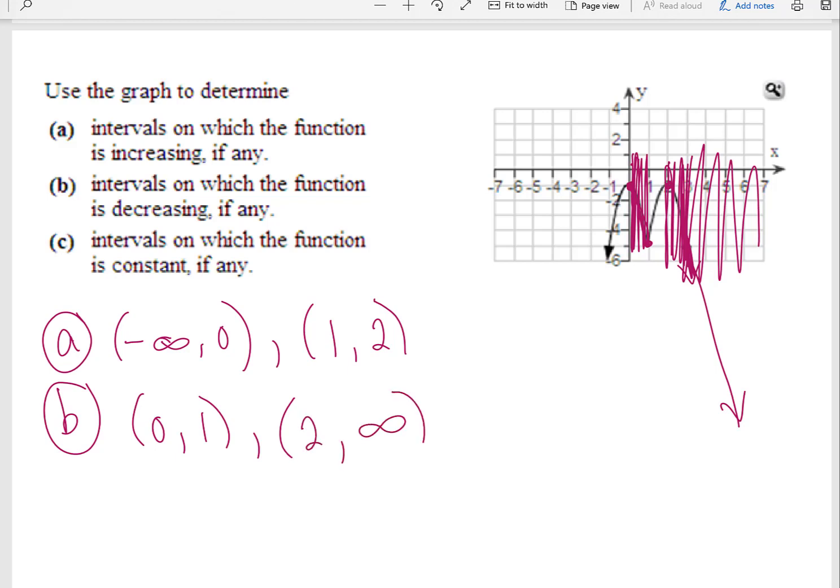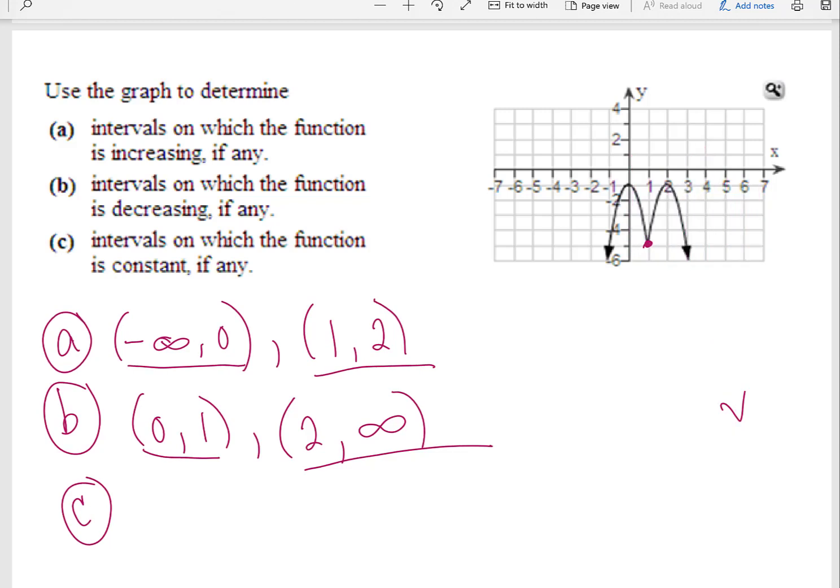And look, if you use all of those intervals, that would cover the entire domain, right? Negative infinity to 0, 0 to 1, 1 to 2, and 2 to infinity. There's nothing left out there. And C is asking for constant. Were there any parts of my function that were constant? No, there wasn't. So that would be none.